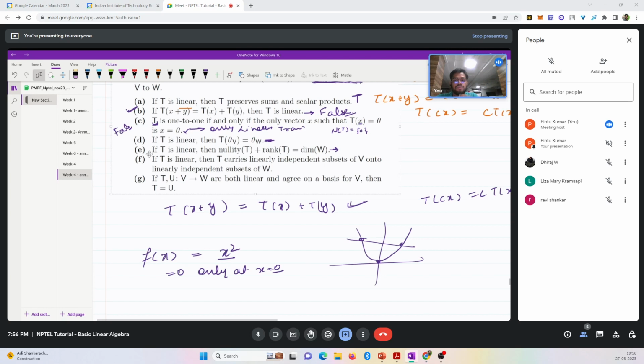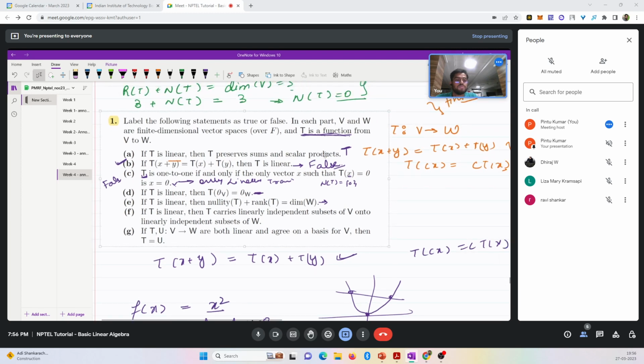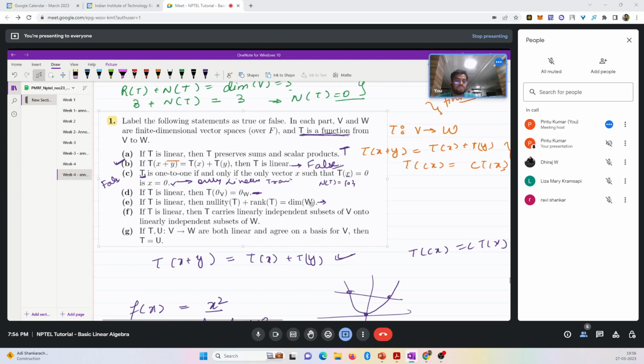Next one we can solve E, that if T is linear, then nullity of T plus rank of T is equal to dimension of W. Is this true? What does the rank nullity theorem say? It says that nullity plus rank is equal to dimension of V, not W. So this one is also false.